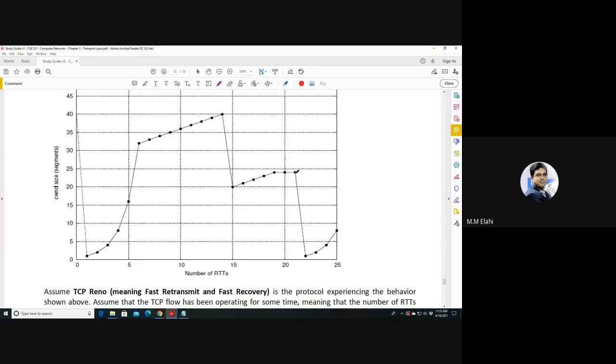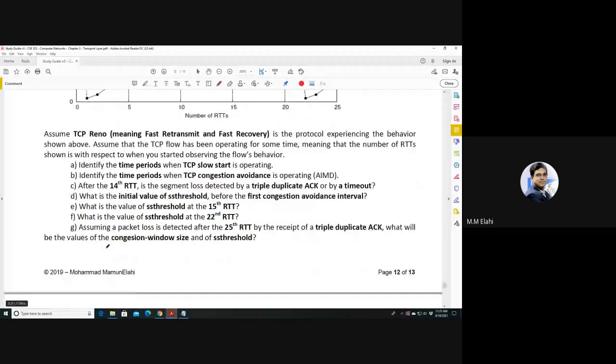Now what will be the SS threshold here? Anyone? The congestion window will be 1 because it's a timeout. Current divided by 2. Very good. So what is the current value? 24, right? When there is a loss, the current congestion window is 24. So 24 divided by 2, the threshold will be 12. Since the value is below the threshold, it will again start increasing exponentially: 1, 2, 4, 8.